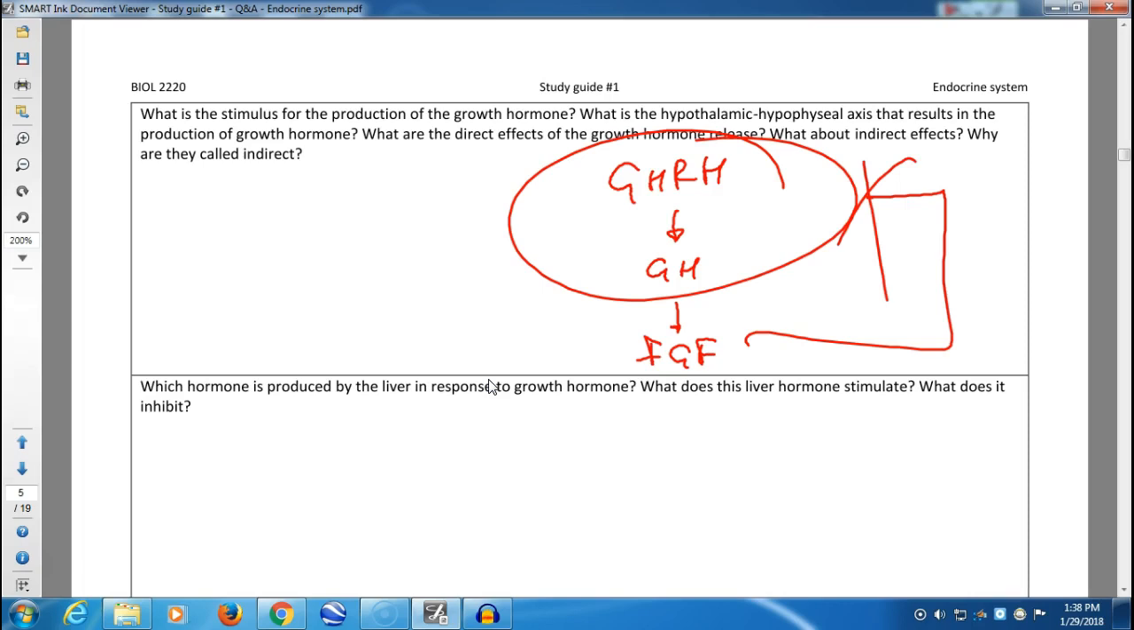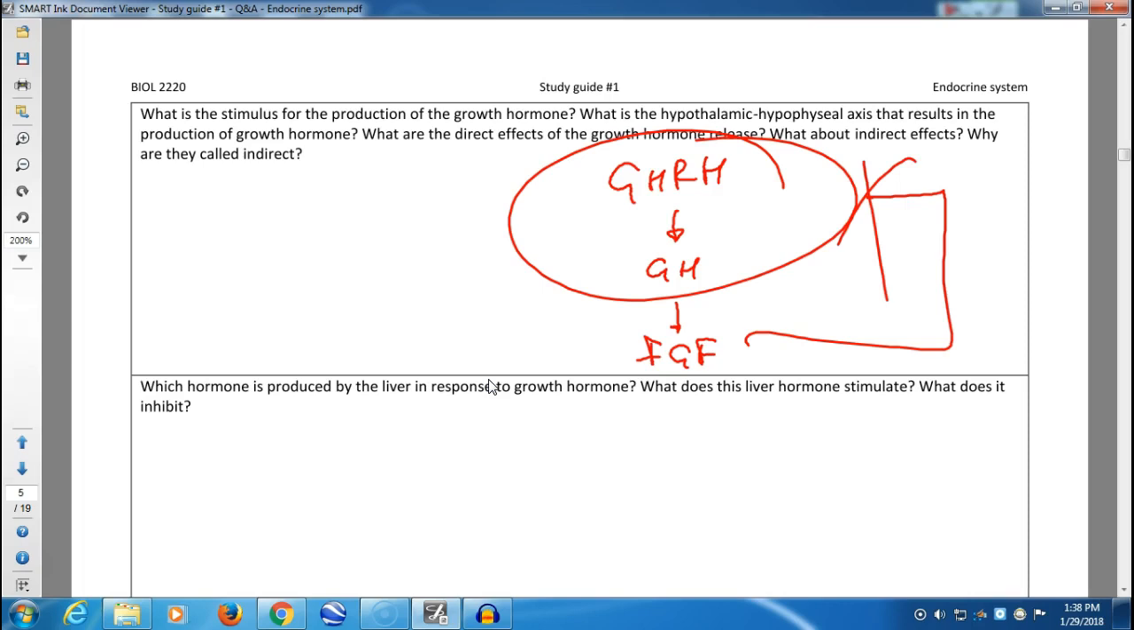That's pretty much what I want you to know. What will inhibit? High sugar, high blood free fatty acid, low blood amino acids, obesity, and aging. Does that make sense? We talked about those things. Any questions before we move on?